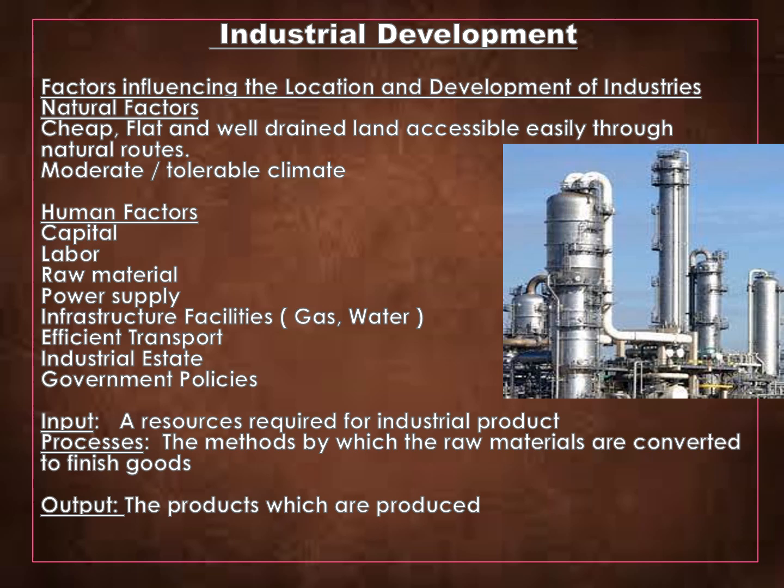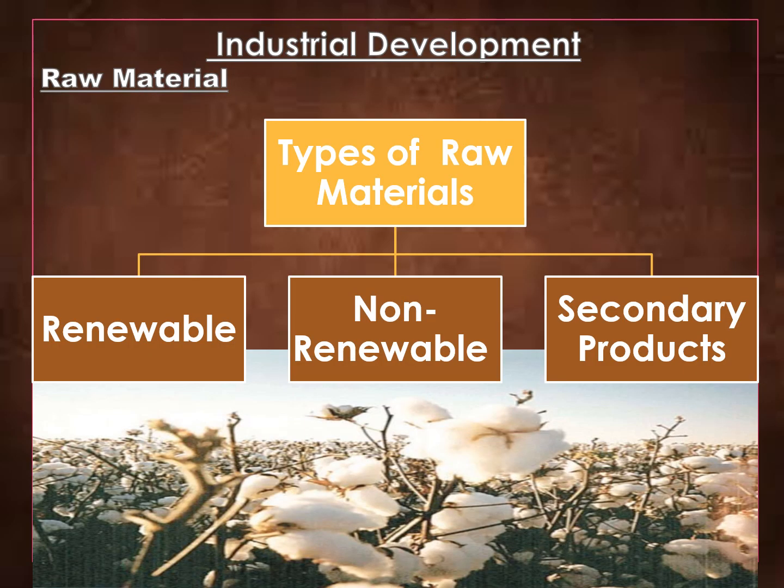There are some inputs, like resources required for the industrial product. Some processes are also involved, like the methods by which the raw materials are converted to finished goods, and the outputs are the products which are being produced.